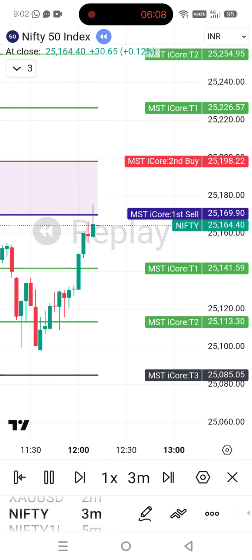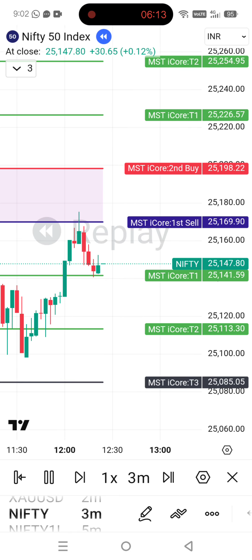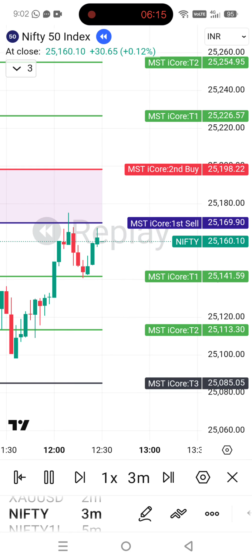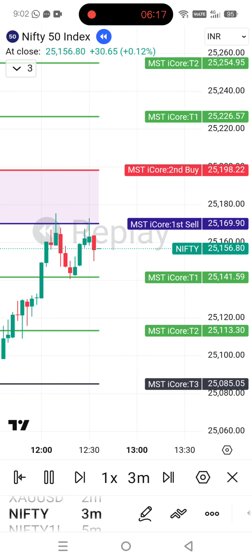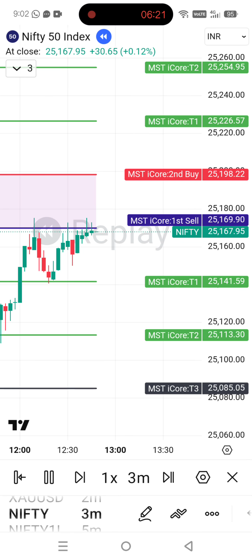Now the market has reversed. It is touching our supply zone again. Now one candle closed below our zone. Now we can go for entry again. Okay. Now we are waiting for another target.